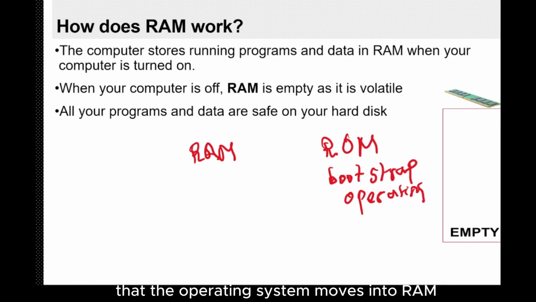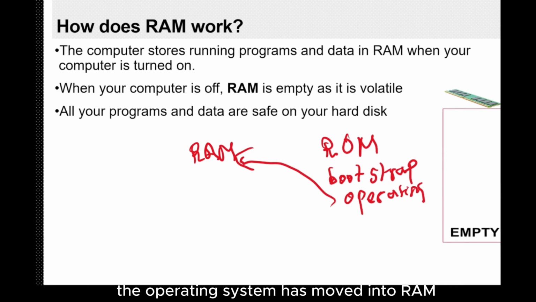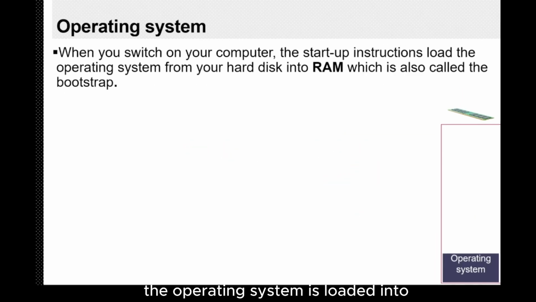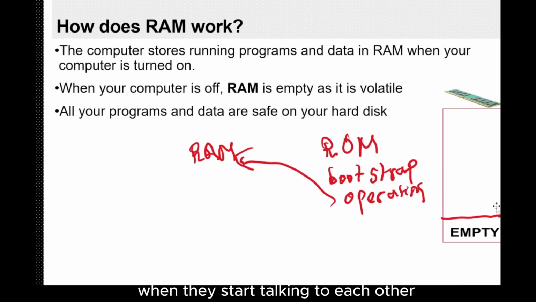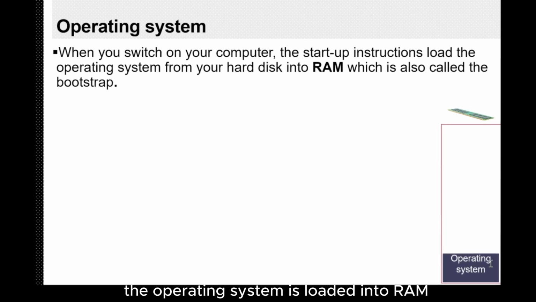Then the operating system moves into RAM. So the operating system has moved into RAM. When you started your computer, this RAM was empty, as you can see. There was nothing in it. As soon as you switched on your computer, the operating system is loaded into RAM. When they start talking to each other, as I explained in my previous slide, the operating system is loaded into RAM.